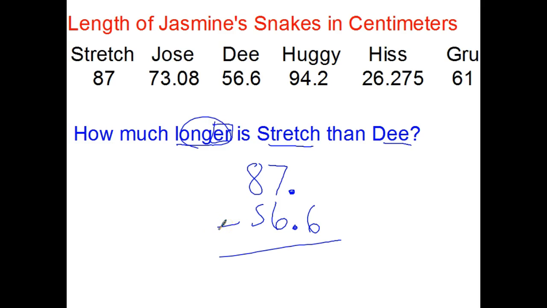No number above the 6, we're making that a 0. 0 minus 6, got to go borrow. By the way, if you don't add that 0 and go borrow, you're going to get a wrong answer every time. So 0 borrowed from the 7 made him a 6. 0 becomes 10. 10 minus 6 is 4. 6 minus 6 is nothing. And 8 minus 5 is 3. So Stretch is 30.4 centimeters longer than D.